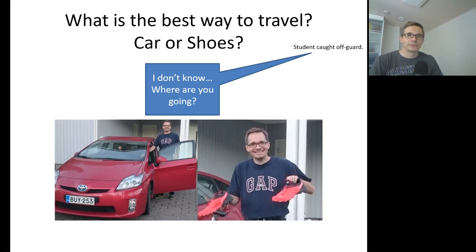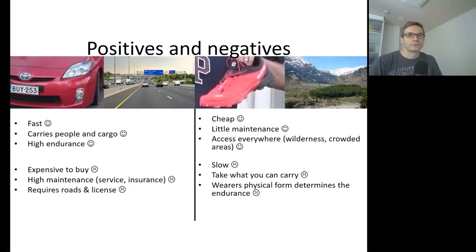Okay, so in the slide you can see me. This is my former car, and these are my trail running shoes that exemplify these two choices. So there is no best way to travel, but each of the two alternatives has some positive and some negative factors. If we look at the car, we can figure out that it's rather fast, at least compared to shoes. It carries people and quite a lot of cargo. It has very high endurance.